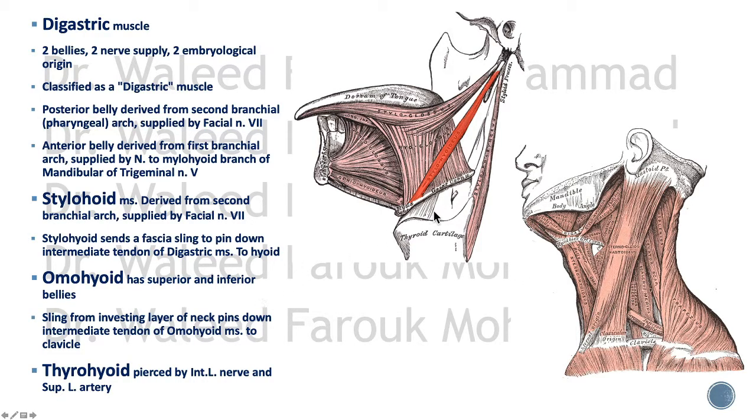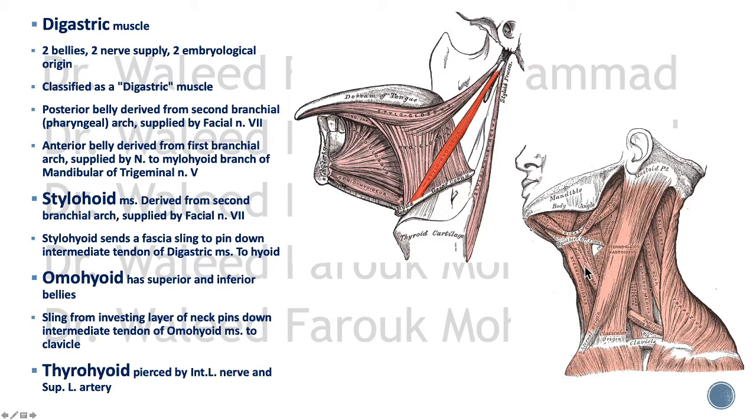Okay, the stylohyoid comes from the back of the base of the styloid process and descends down to the sides of the lesser cornu and the body of the hyoid. It's on top of the posterior belly of digastric, and its tendon splits, insertion splits, to pin down the intermediate tendon of the digastric muscle. Stylohyoid with the posterior belly of digastric is supplied by the facial nerve, so it is derived from the 2nd branchial arch.